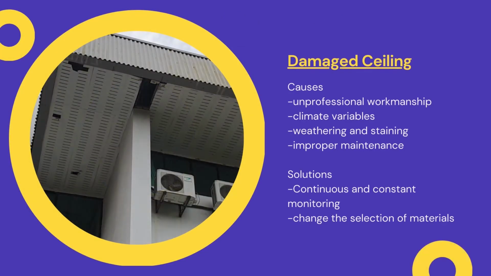Damaged shielding is caused by unprofessional workmanship, climate variables, weathering and staining, or improper maintenance. The damaged shielding may cause water leakage by allowing the wetness to enter the building. In order to solve this problem, we need continuous and constant monitoring and repair, or change the selected material to a material that can withstand hot and wet conditions.